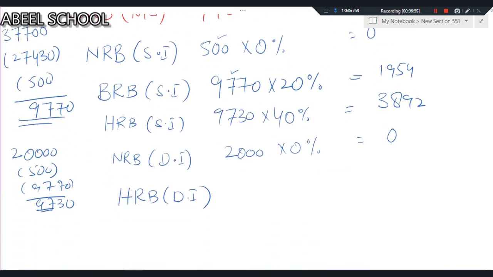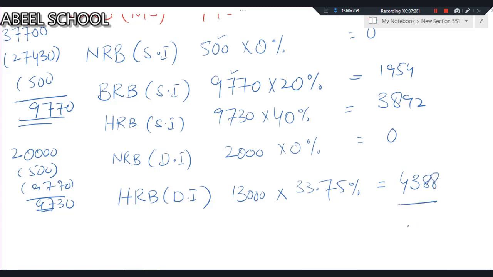From 15,000, you need to deduct 2,000, you will be getting 13,000. The tax rate for higher rate band is 33.75% in dividend income. So 13,000 into 33.75%, I'm getting 4,387.5. So with a little bit of rounding off, you can write 4,388.